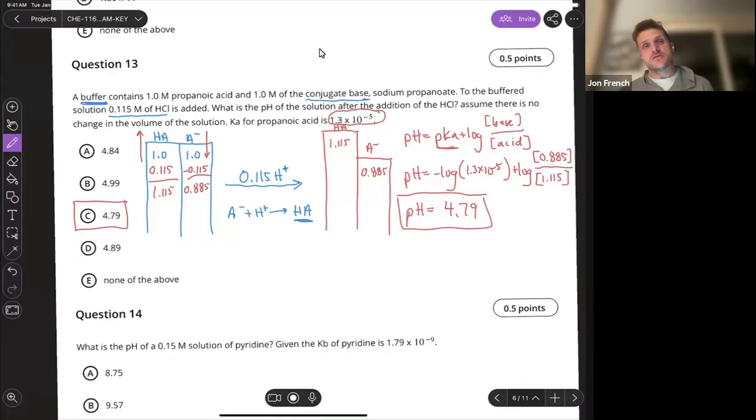Right, we're adding a strong acid to it. We should expect to see the concentration of the weak acid increase. We should expect to see the pH go down.